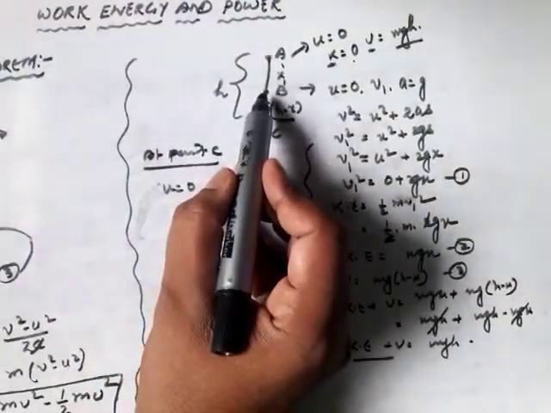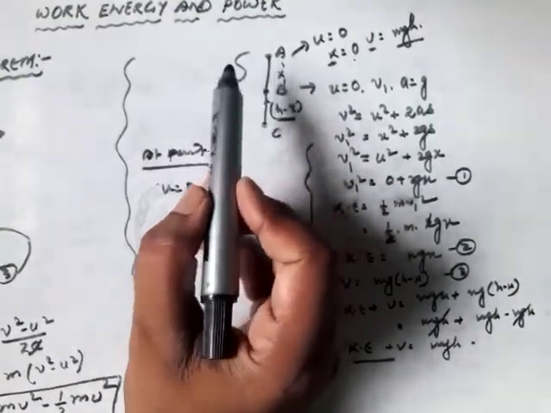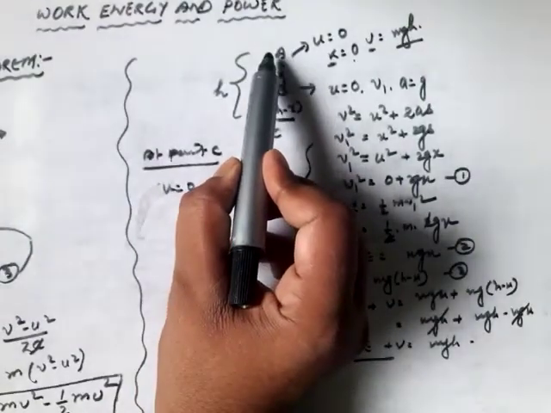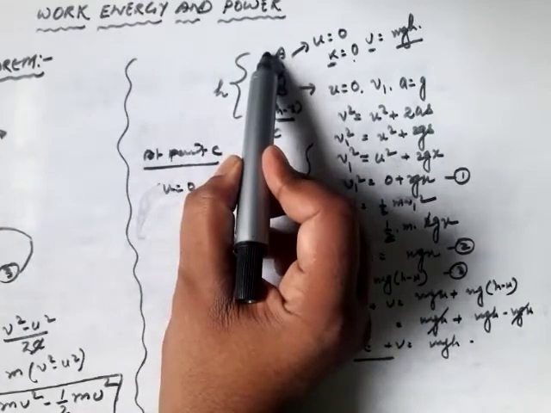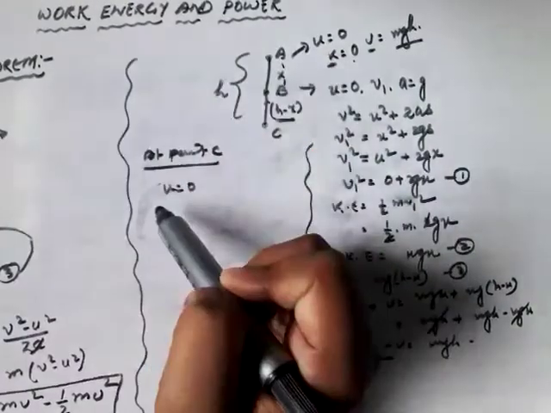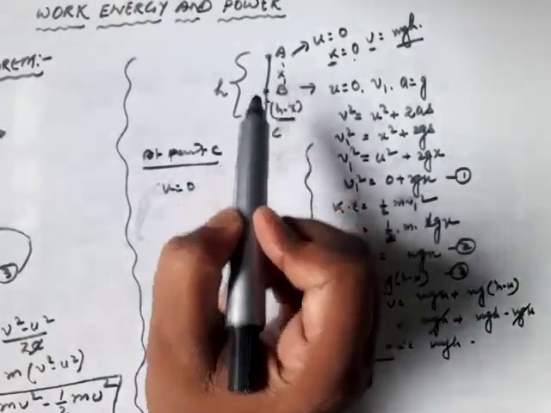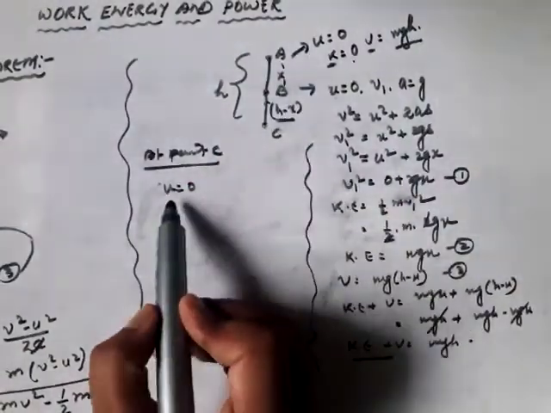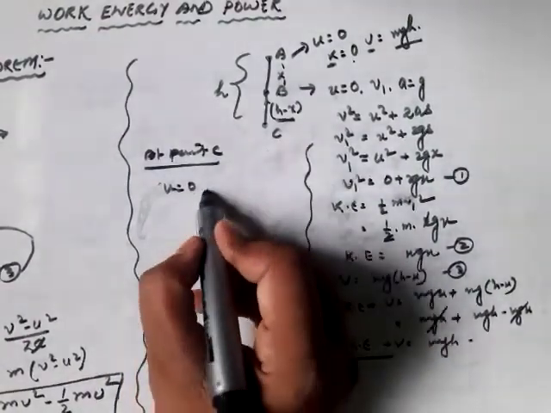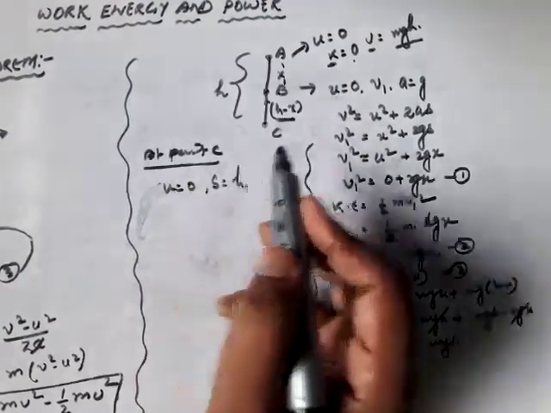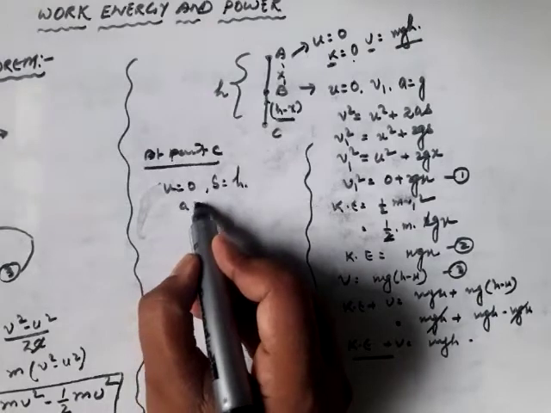At this particular point we are considering that the body is falling from the initial position A, where the initial velocity is 0. We have calculated from A to B, and now at point C the initial velocity is 0, the total displacement is h, and the acceleration a is equal to g.